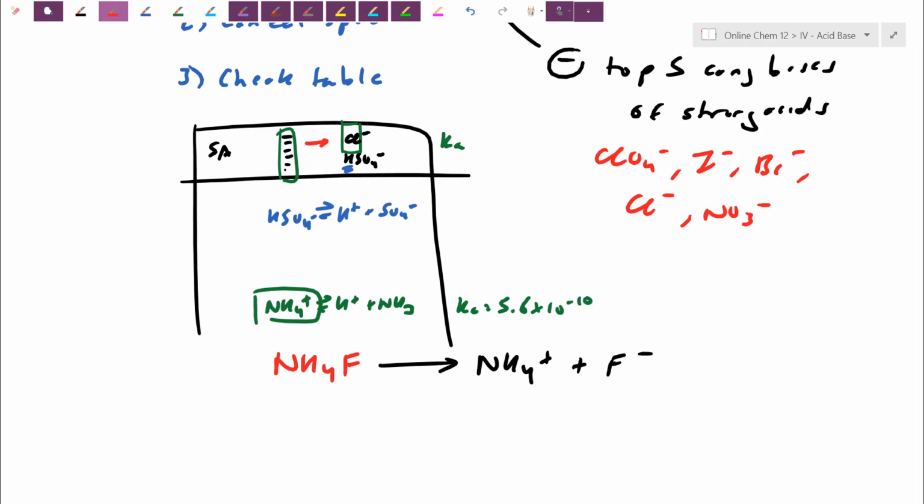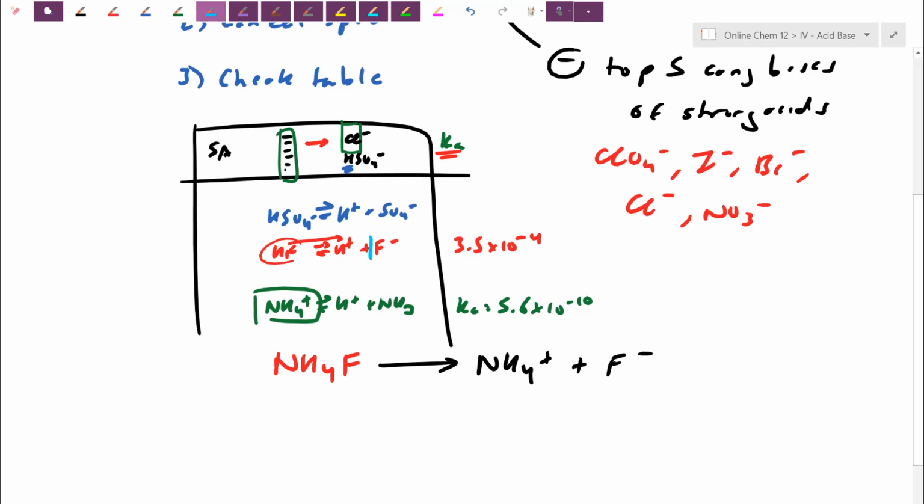For fluoride, I actually find it on the base side, right? Fluoride has no protons to give up. Fluoride can actually re-pick up the proton and end up forming HF. This one happens at a Ka of 3.5 times 10 to the -4. But remember, this is a listing of Ka. This is how good my partner is coming forwards.